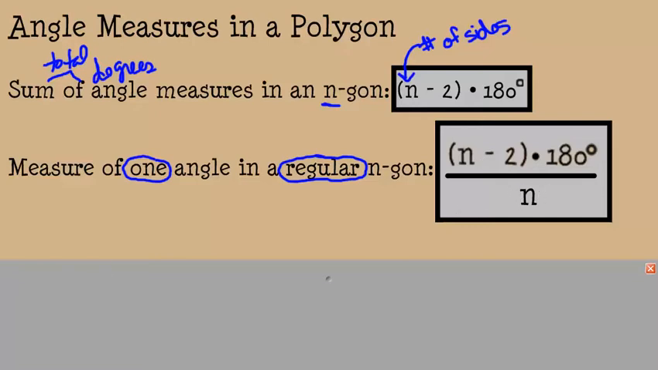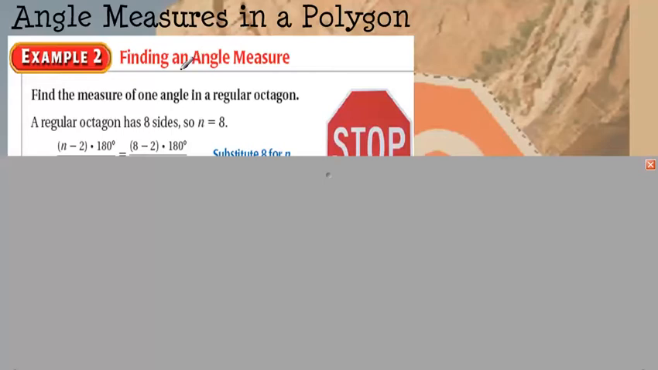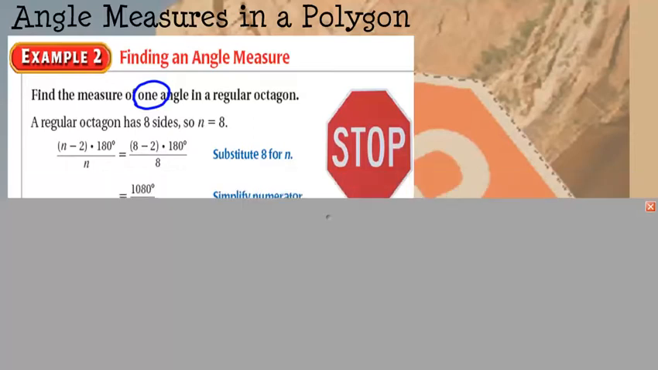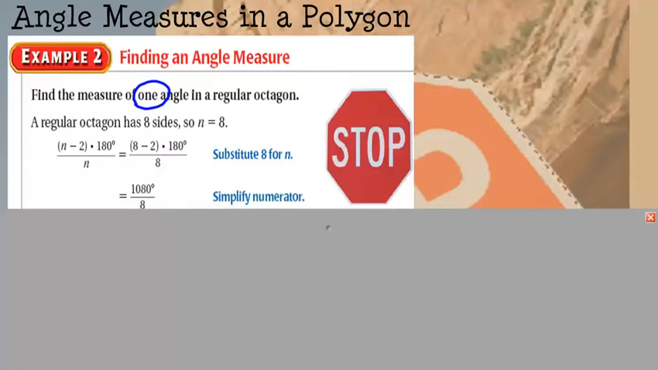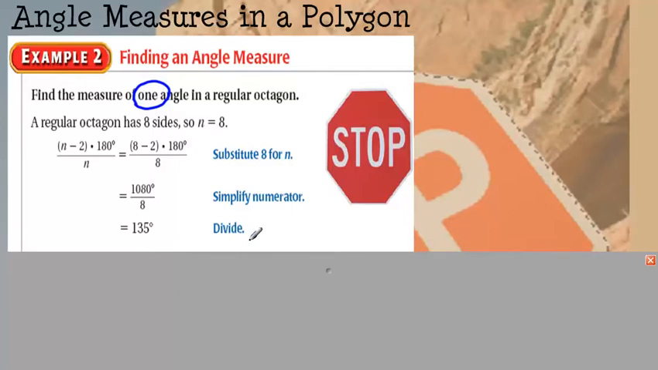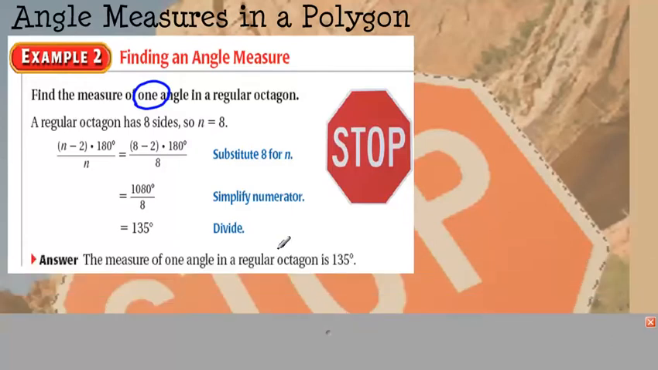So let's do an example. If we want to find just one angle measure in an octagon, so in this stop sign, we know it has 8 sides. We take n minus 2 times 180. So we take 8 minus 2 times 180, and then divide it by n, or divide it by 8 in this case. So our total, 6 times 180, is 1,080. Divide that by 8, and we get a total of 135 degrees for this stop sign. So the measure of one angle in a regular octagon is 135 degrees.